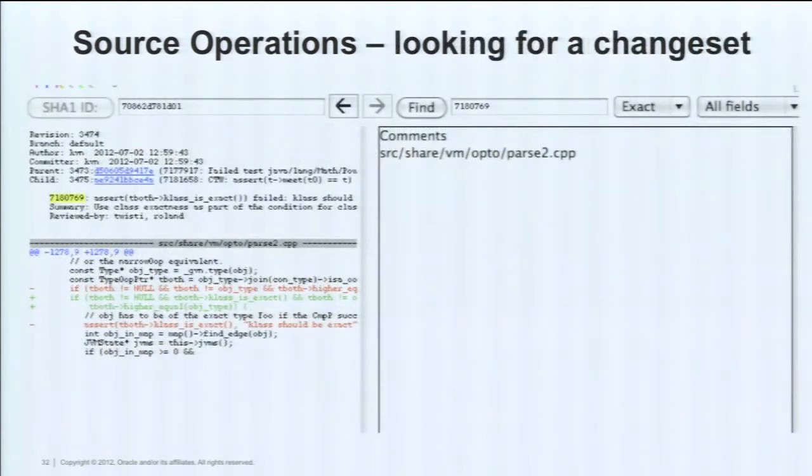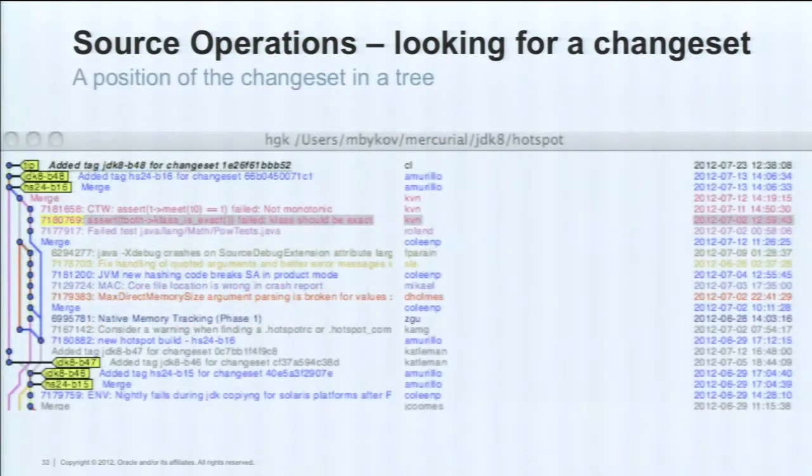Okay, so how to look for a changeset by the bug ID? For example, you know the bug ID and you need to find the changes inside the OpenJDK source tree. For example, we have a bug ID, the number is 7180769, as shown on this slide. Just put the bug number into the find field and you will see everything: the changeset metadata, contextual diffs, and the files changed by the changeset. So that's quite easy.